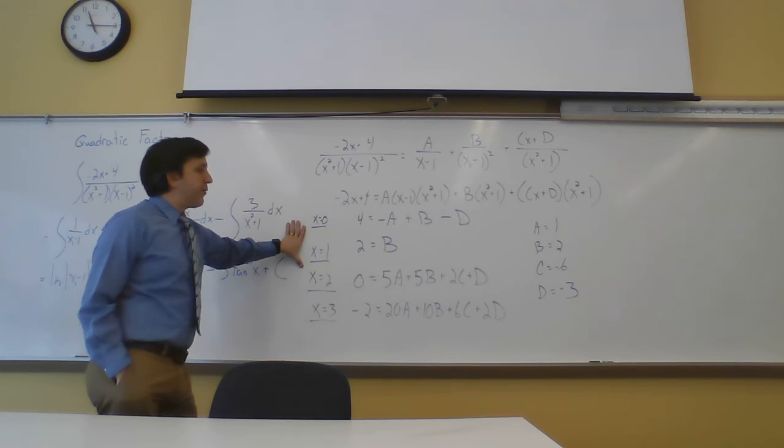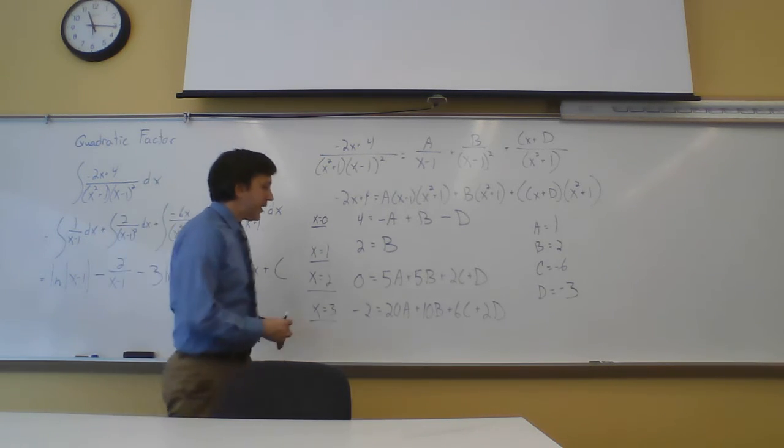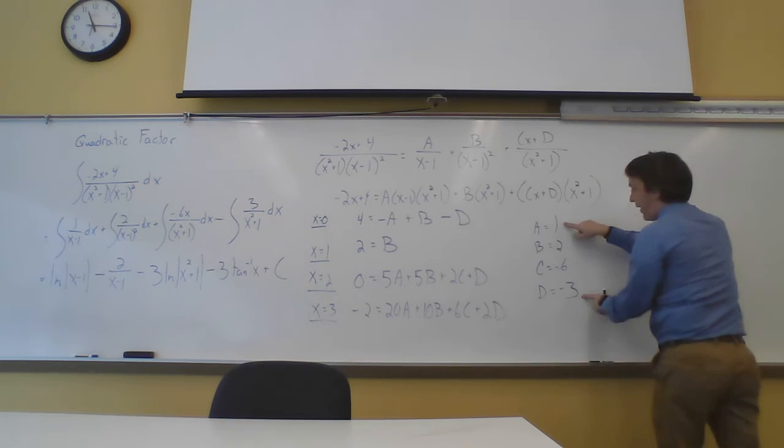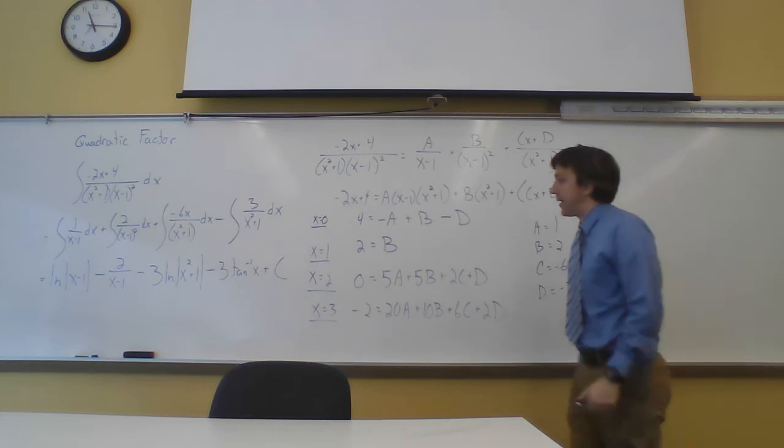Long story short, throw that in a very big matrix. It's going to be a 4 by 5 matrix. Use your calculator, and you get these values for our constants. A is 1, B is 2, C is negative 6, and D is negative 3.